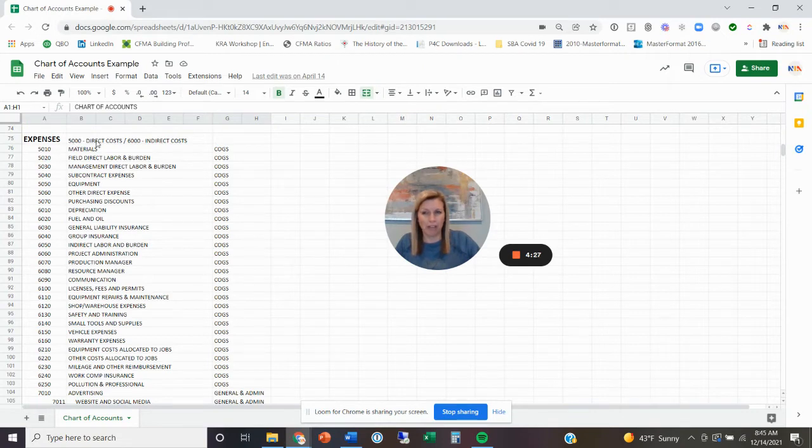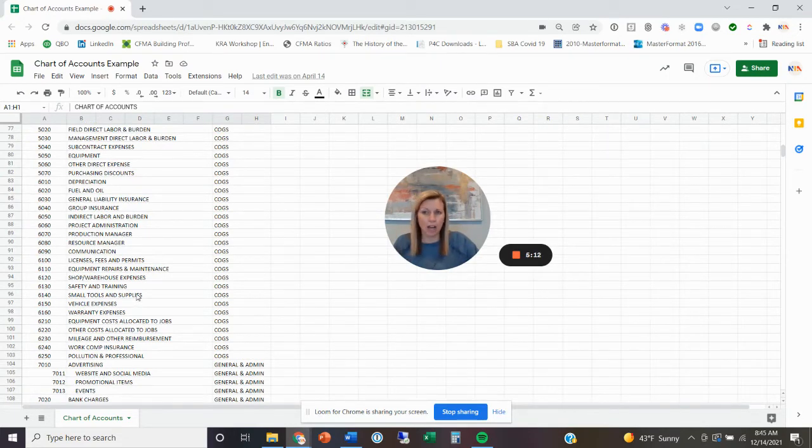So as I mentioned, 5,000 direct costs, 6,000 indirect costs. So 5,000, your materials that are for a specific job, your labor that is for a specific job, your subcontractors, your equipment expenses, all of those things that you can tie to one project. Your indirects could be depreciation, any indirect labor and burden. So some people might have a warehouse that they are keeping all of their tools, and they have a specific warehouse or shop employee that runs tools to job sites, that may be an indirect cost for you.